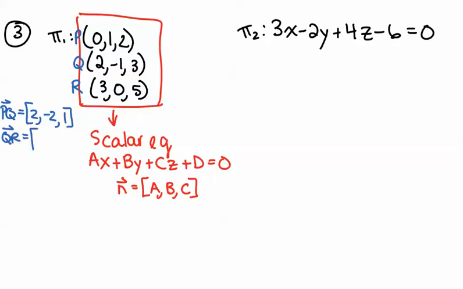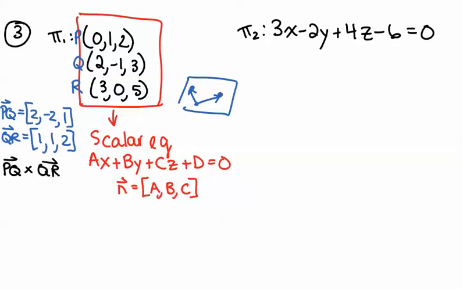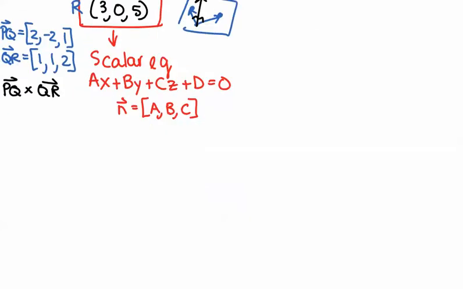Then I'll do QR. You can do whatever. So 3 minus 2 is 1, 0 minus negative 1 is 1, and 5 minus 3 is 2. So I created two direction vectors that are on my plane. Essentially what I've got here is a plane with 3 points on it, and I took my points and created two direction vectors. Now with those direction vectors, I can take the cross product of PQ and QR, and that can give me my normal vector, which would be perpendicular to both of those direction vectors.